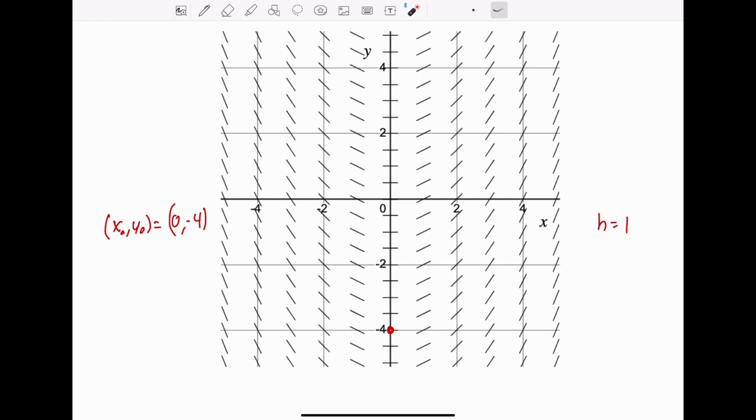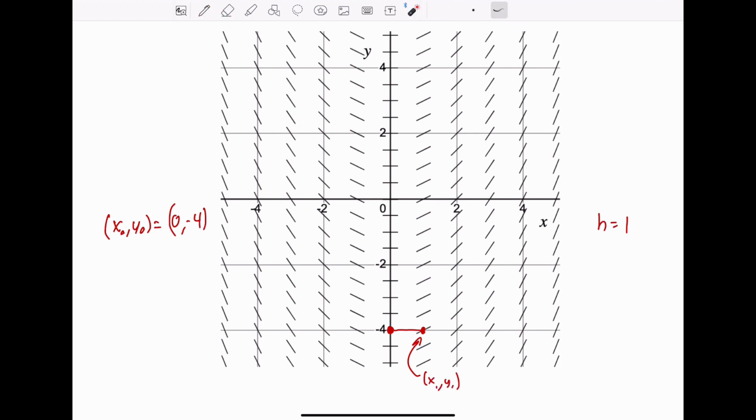So we move a horizontal distance of 1 following exactly the direction that the slope field gives us. We have a horizontal line here, so we're going to move perfectly straight across. So we move a distance h of 1 horizontally. That right there gets us to the new point. Here's the point x1, y1. Now we stop and we reevaluate.